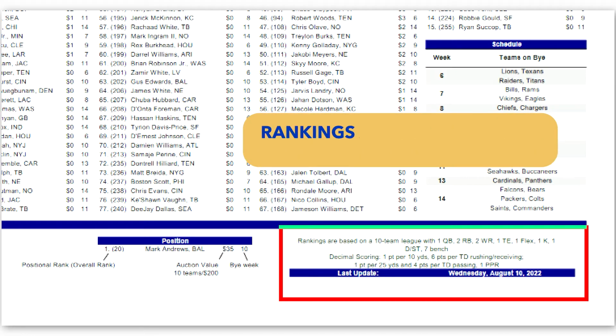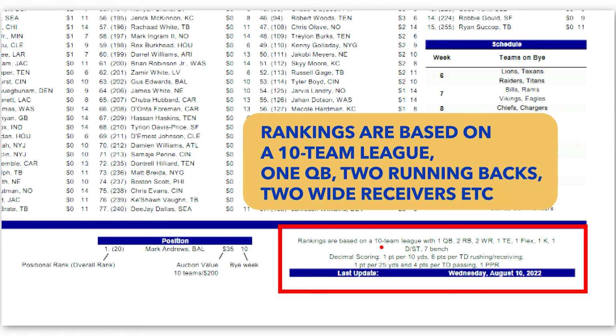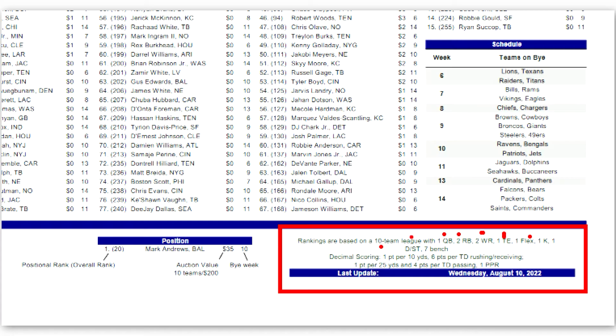So the rankings are based on a 10-team league, 1 QB, 2 running backs, 2 wide receivers, blah, blah, blah. Flex, kicker, pretty standard, 7 on the bench. Decimal scoring, so that means they're going to be 1 point per 10 yards. They don't say anything about the TDs, so you don't maybe know bonuses here for really long TDs. It's hard to say. Yeah, it doesn't look like the bonuses are there. So is this good? 1 point PPR, that's important.